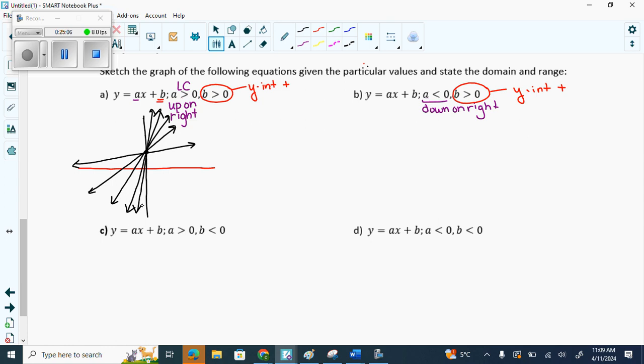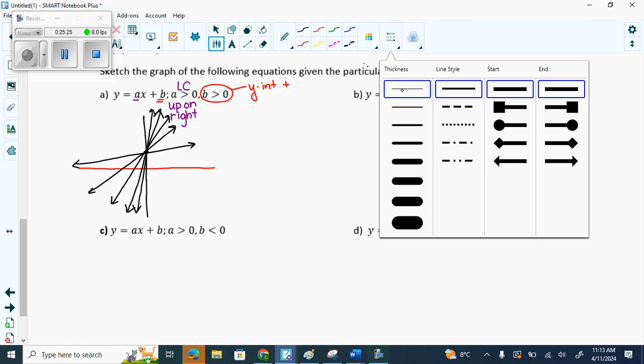I want one. Okay? So I want you to do B, C, and D. If it has a positive y-intercept, your y-intercept's above the x-axis. If it's a negative, your y-intercept's below. If A is greater than 0, it's up to the right. If A is less than 0, it's down to the right. Try them out.